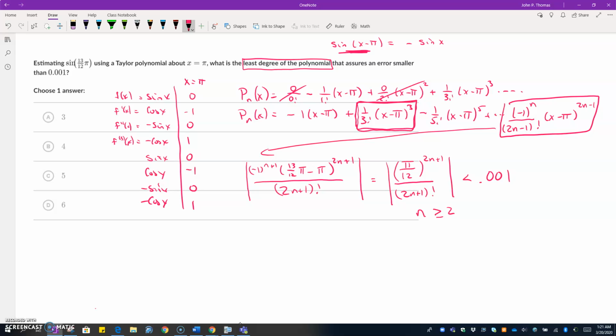is right here. Now, in that second term, I've got to focus in on the degree, because that gives me the degree of the polynomial that gives us the sufficient level of error that we need. The degree of the second term is third degree. That means that our proper answer for this one will be 3, which is choice A.